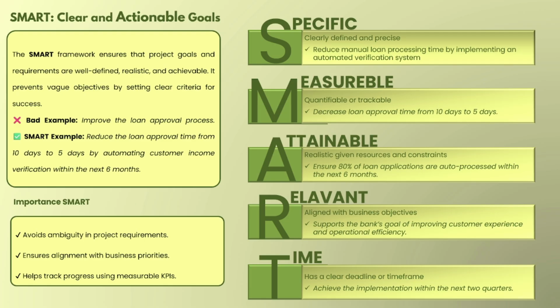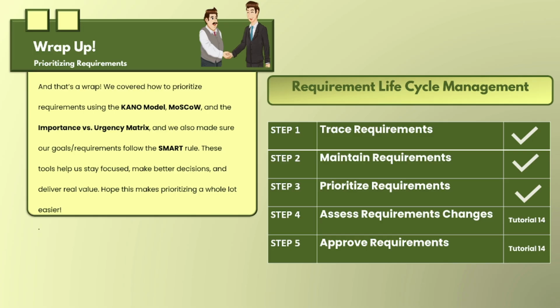With the SMART method, let's wrap up this tutorial. We have covered how to prioritize requirements using the KANO model, MoSCoW, and the importance versus urgency matrix. We also made sure our goals and requirements follow the SMART rule. These tools help us stay focused, make better decisions, and deliver real value. Hope this makes prioritizing a whole lot easier. By now, you should have a good grasp on how to prioritize requirements the right way. In the next tutorial, we will go deeper into how to assess requirement changes and manage the approval process effectively. So stick around, it's going to be interesting.